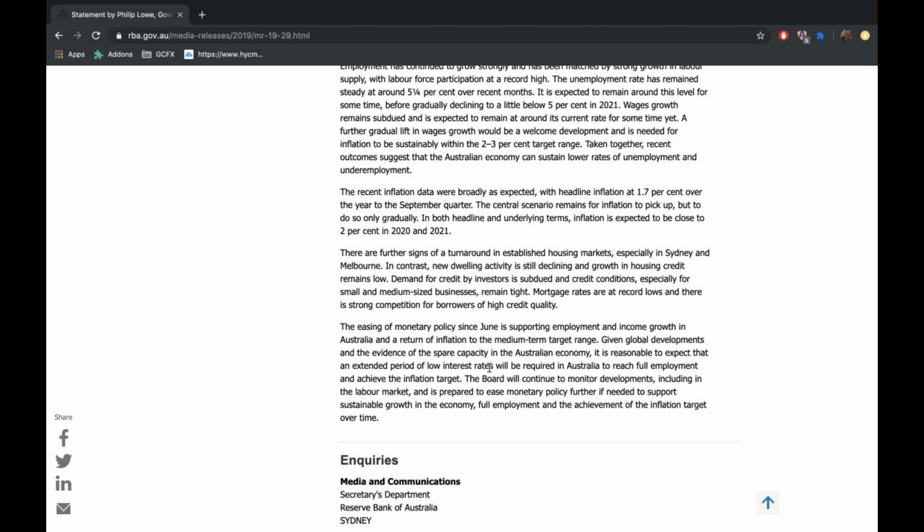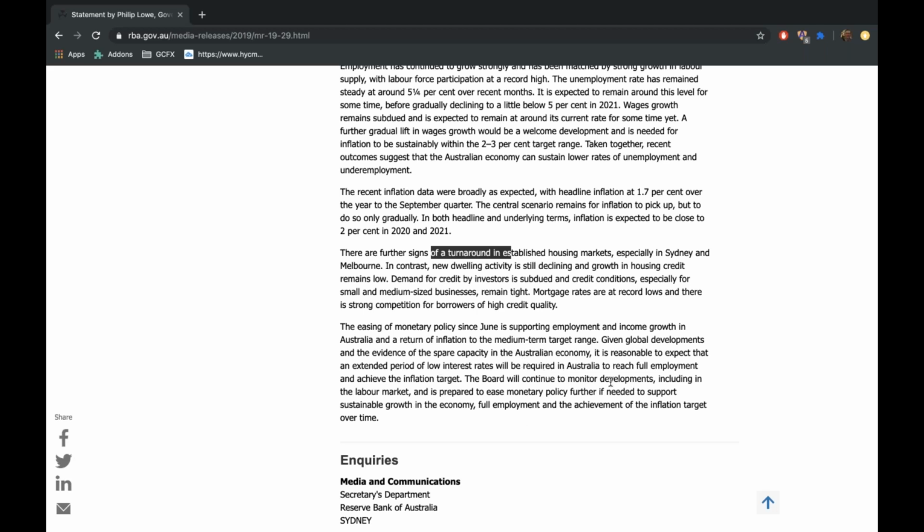Now, they have said that interest rates will be low, and they've also said they are prepared to ease monetary policy further if needed. So they've spoken about a gentle turning point. See this phrase, signs of a turnaround, and that's sort of throughout the statement. Governor Lowe has said that the Australian economy, he feels, has reached a turning point. So reading these minutes, this is the key takeaway.